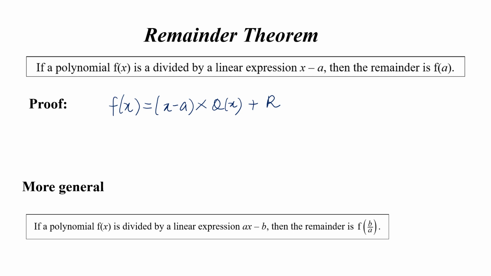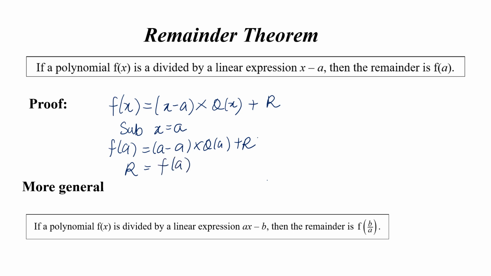So what I'm going to do is substitute x equals a. And what would I get? I will have f of a equals a minus a times q of a plus r. And if I simplify further, can you see my r is just f of a, which is what we said earlier on, that the remainder will be f of a. So we have done the proof for the remainder theorem.